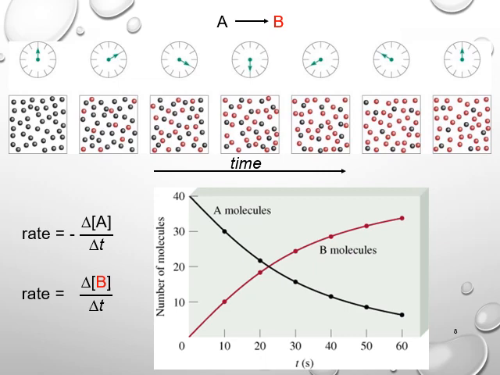Because the concentration of A decreases during the time interval, delta A is a negative quantity. The rate of a reaction is a positive quantity, so a minus sign is needed in the rate expression to make the rate positive. On the other hand, the rate of product formation does not require a minus sign because delta B is a positive quantity. The concentration of B increases with time. These rates are average rate because they are averaged over a certain time period of delta t.